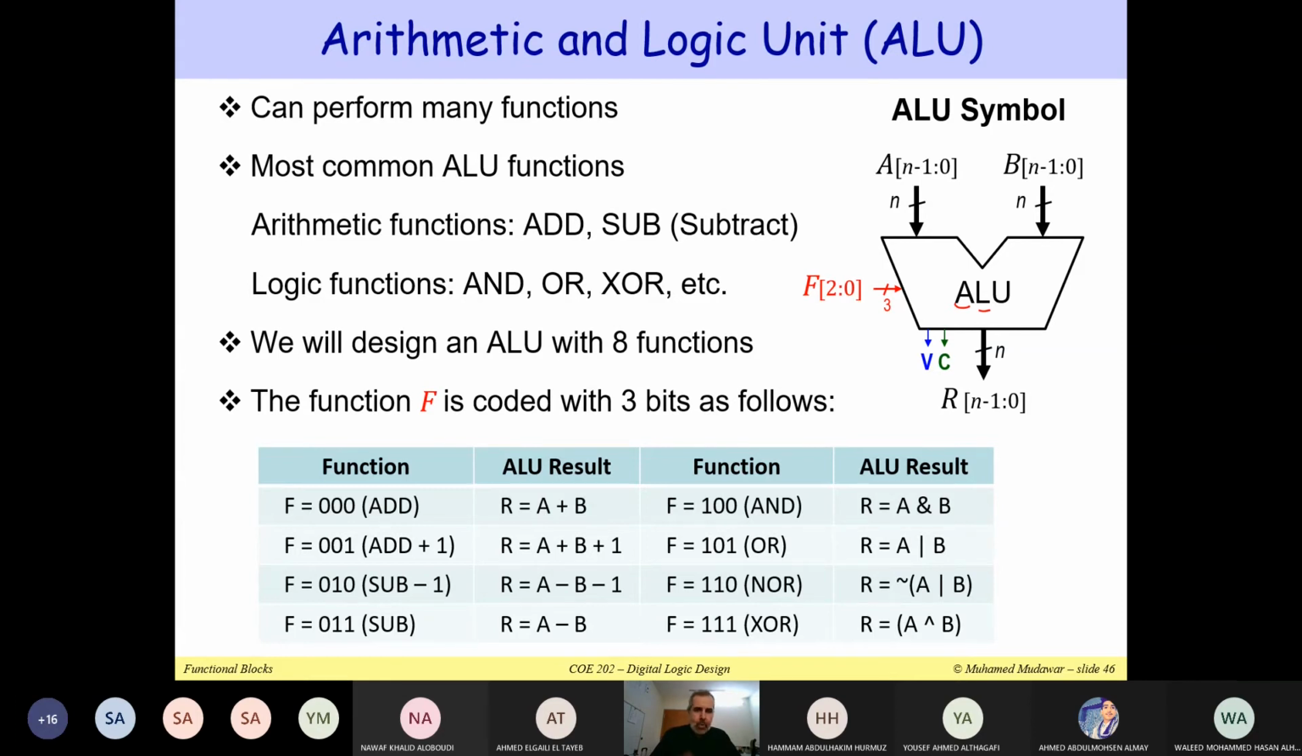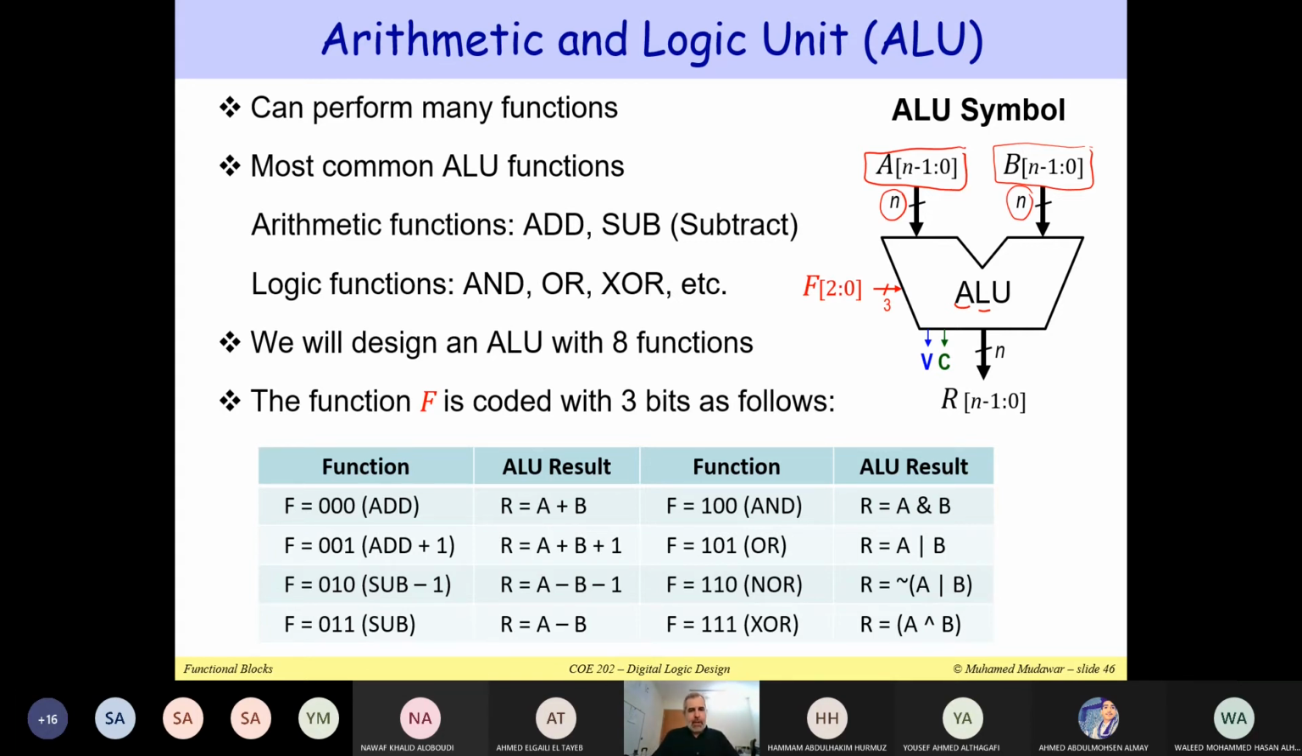Now, a simple ALU is shown here in this slide. It has two data inputs, A and B, each one consisting of n bits. You can decide on n. For example, you can have 8-bit, 16-bit, 32-bit, or even 64-bit ALUs, depending, of course, on n, the number of bits in A and the number of bits in B.